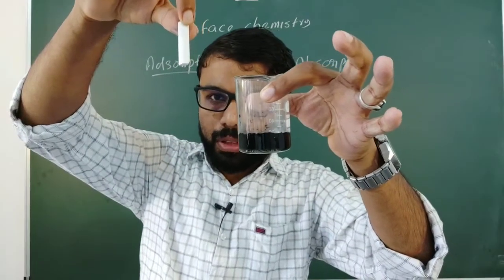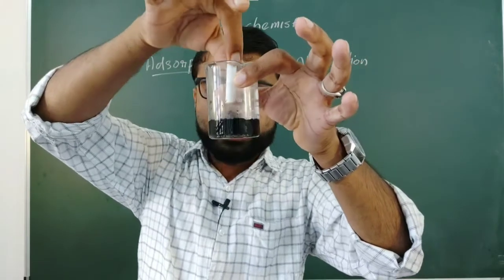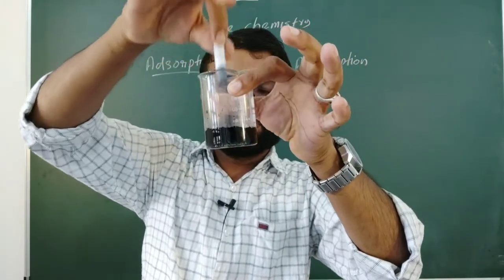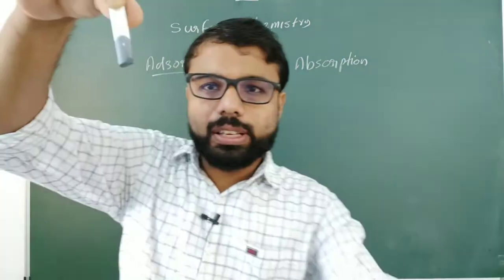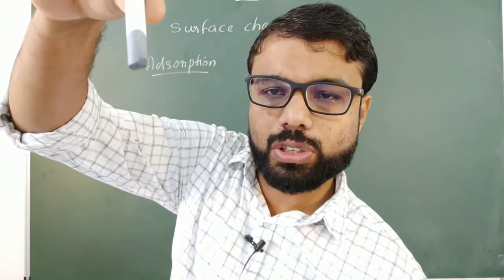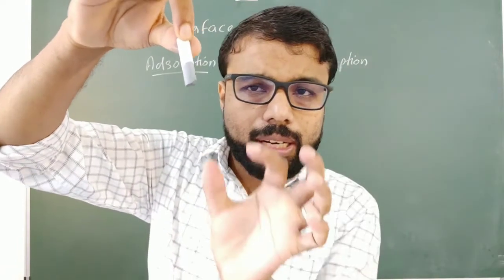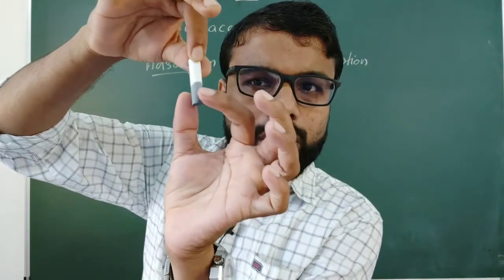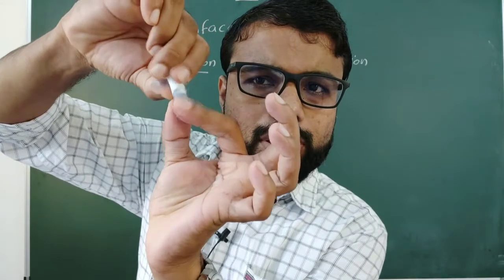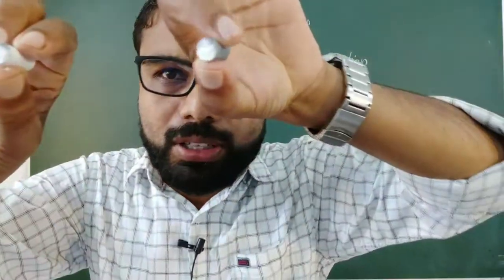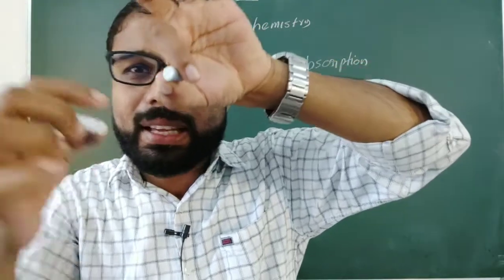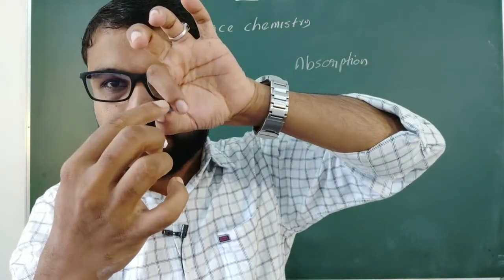In that ink, I'm putting this chalk. You can see on the surface of this chalk, black particles are there. Clear? Now if I break this chalk, you can see the inner side of this chalk is still white. But the inner side is wet.